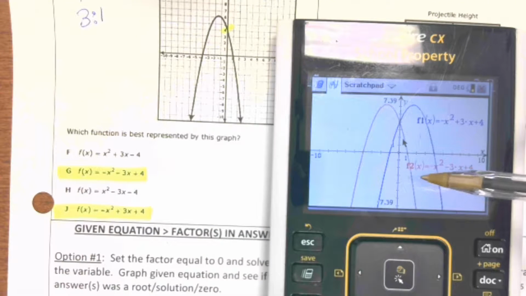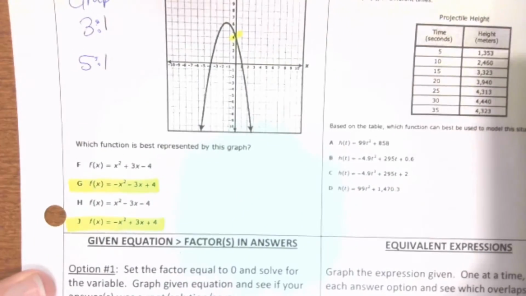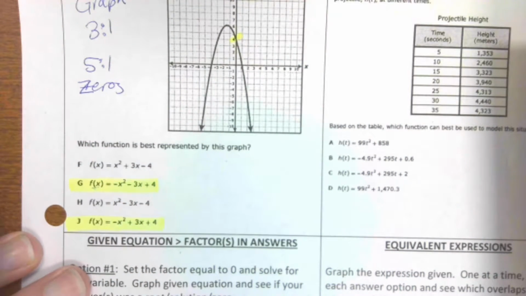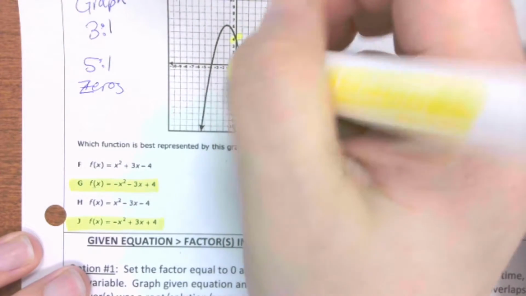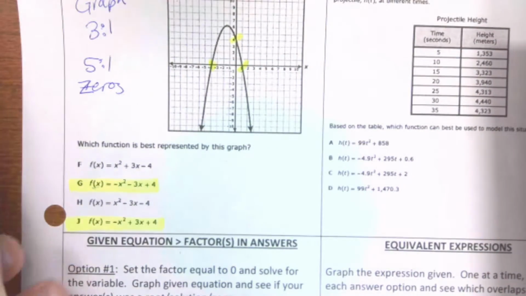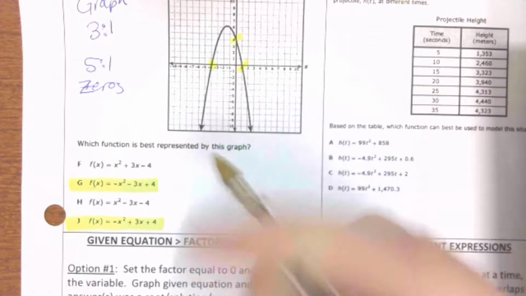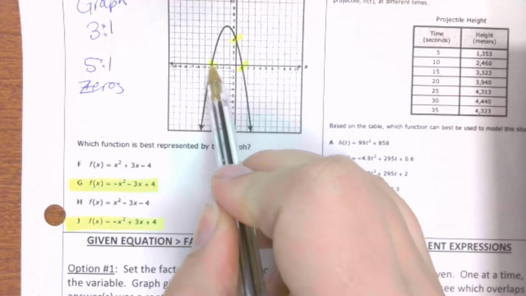Much better. And if I want to be really sure, I can use menu 5, 1. If I use 5, 1, I'm looking at the zeros. The zeros should be at 1 or really close to 1 and negative 4. This graph isn't super precise on this, so I don't know it's at exactly 1 or at exactly negative 4, but it should be very close.